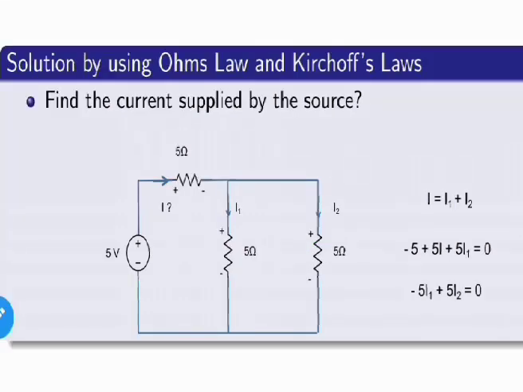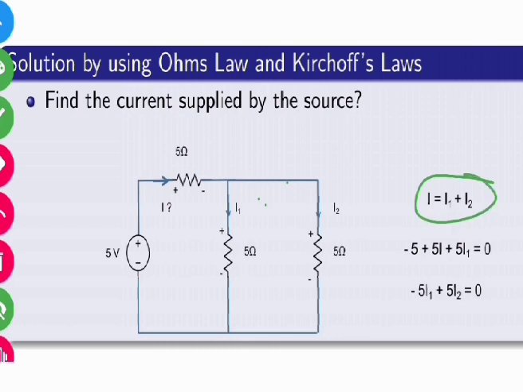Thus now we have three equations. The first one is by using Kirchhoff current law, that is I is equal to I1 plus I2. The second equation is by using Kirchhoff voltage law in the first loop: minus 5 plus 5I plus 5I1 is equal to 0. And the third, by using KVL in the second loop, is minus 5I1 plus 5I2 is equal to 0. By solving these three equations, you can find the values of I, I1 and I2.